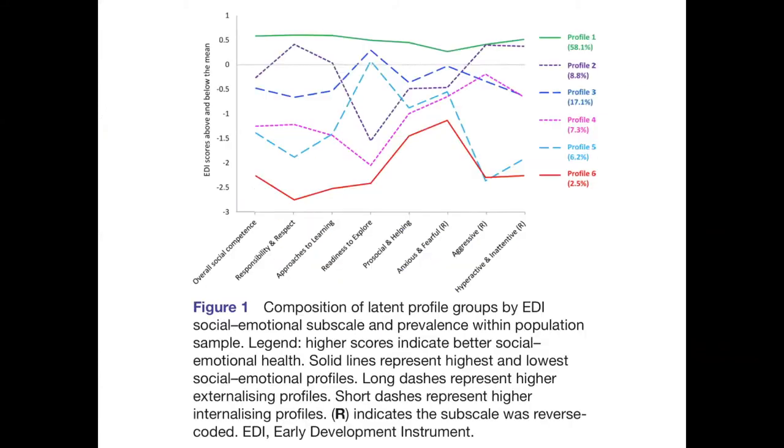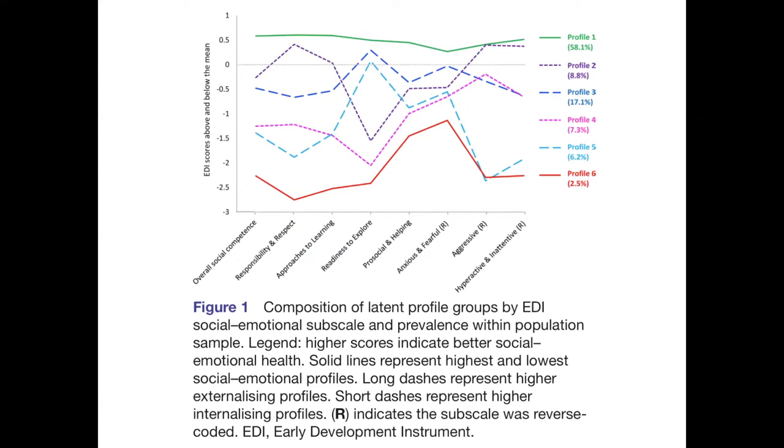But the children were categorized into these social emotional health profiles according to the EDI data. And what we found is that the large majority, about 58%, were in a group that is really characterized by doing well on all these social emotional subscales on the EDI. But then for a range of the other groups, you see that there's quite a bit of crossover. For some, anxiety was the main concern, or aggressive, hyperactive behavior for these two groups, whereas for others, the patterns were slightly reversed.